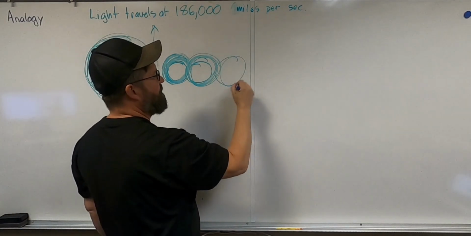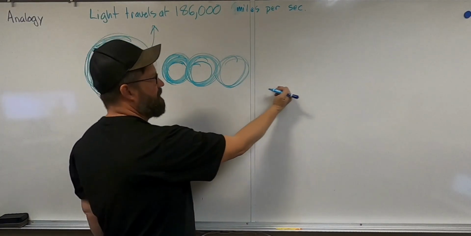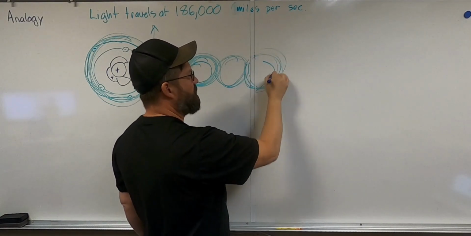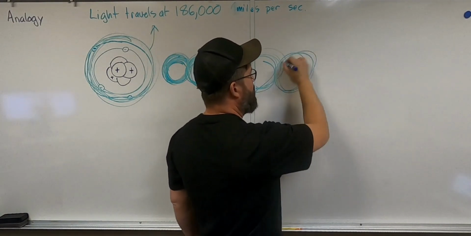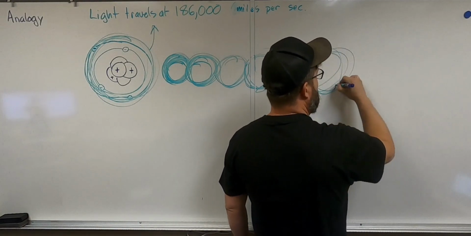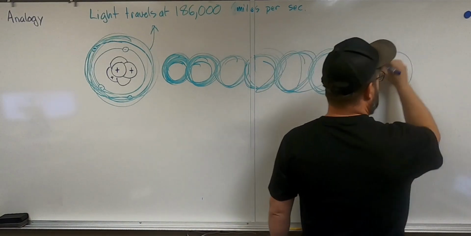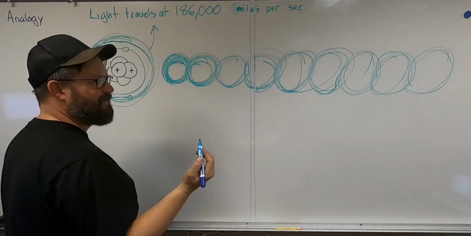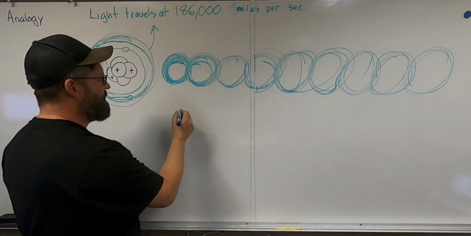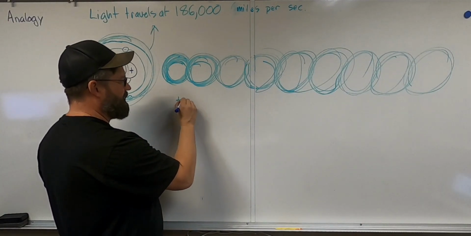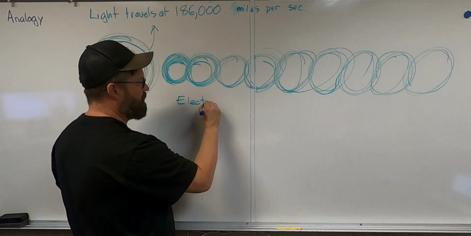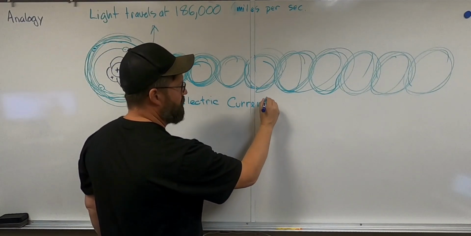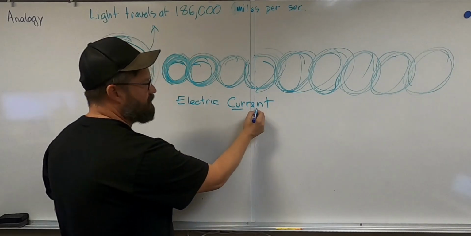So if we have enough of this material, and these extra electrons start to create a chain reaction where they're going to bump and excite the next one, and excite the next one, and excite the next one, we might have an occurrence that's called electric current. Okay, we're going to get back to this word current.